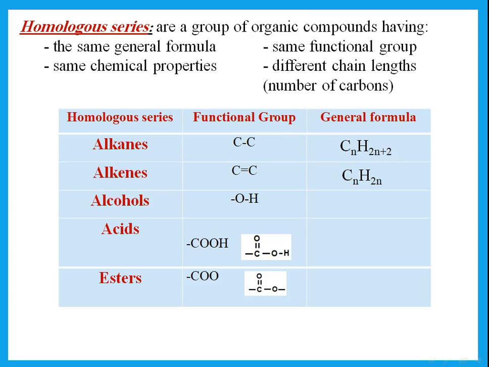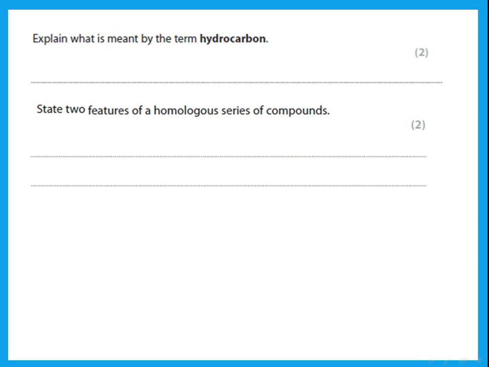Since they have the same functional group, then they will have the same chemical properties. So all alkanes will have certain chemical reactions, all alkenes will have certain reactions, and so on. They will differ in only the number of carbons. So some of them will have 1 carbon, 2 carbons, 3 carbons, 10 carbons, and so on. But they all have the same general formula, same functional group, same chemical properties.